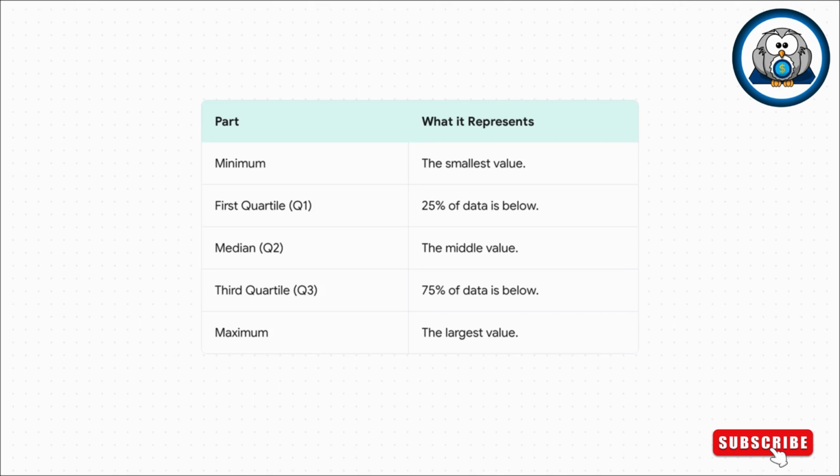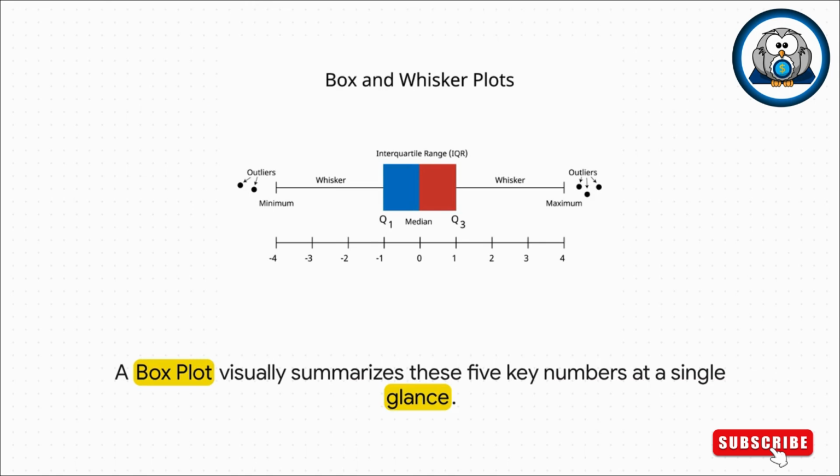So if you lined up all your data from lowest to highest, the median is the one smack dab in the middle. The quartiles then mark the 25% point and the 75% point. And those 5 numbers together, they give you an amazing snapshot of your data. And when you turn those 5 numbers into a picture, you get this, the box and whisker plot.